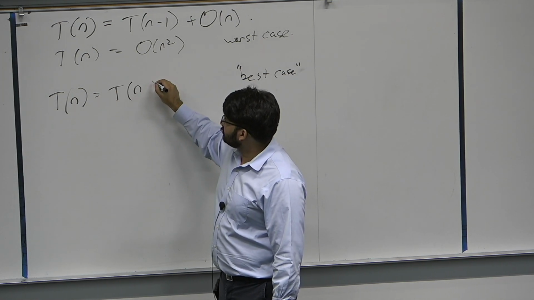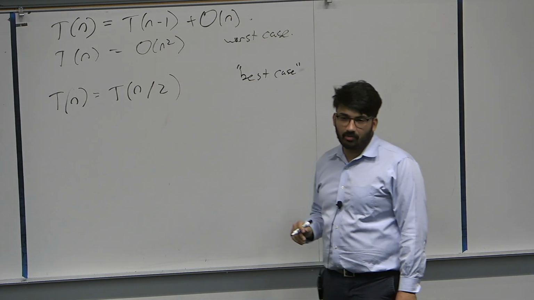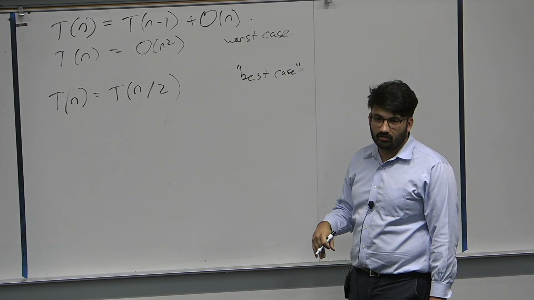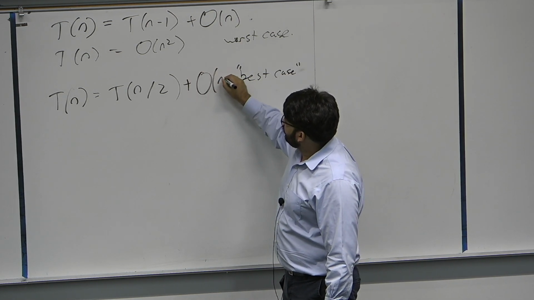A is what? 1. Yeah, we only have one recursive call. We don't do both. We do one or the other. Kind of like binary search. We recurse on the left or we recurse on the right, but not both. And how much work is done at each level? Yeah, still O of n.